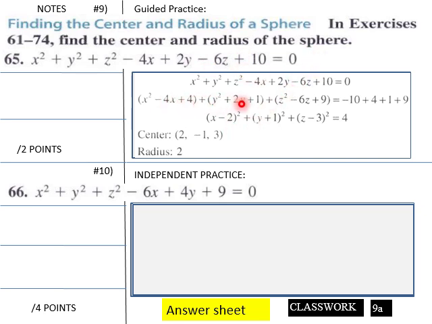And then once we complete our squares over here, remember to add that to the other side as well. And then now you've got perfect squares over here, and you combine your constants to get positive 4. So now your center is the negative of negative 2, the negative of 1, and the negative of negative 3. There's your center, (2, -1, 3), and then we have a radius, square root of 4, which would be 2. So there is your center and radius of this sphere.